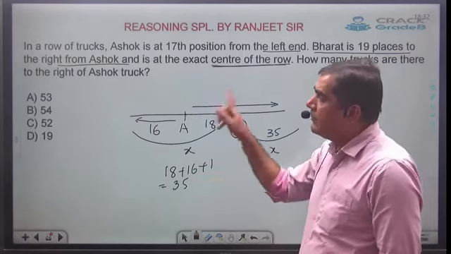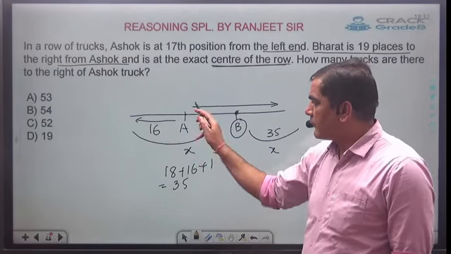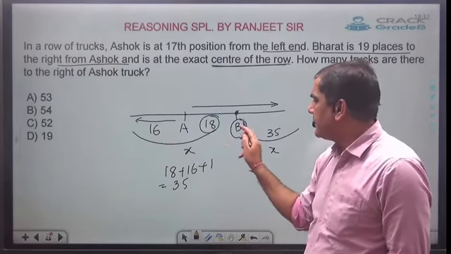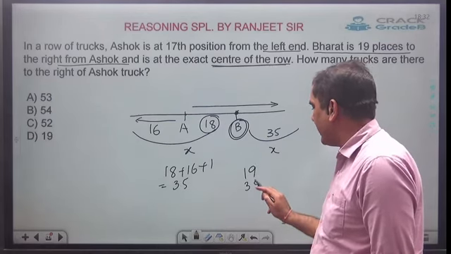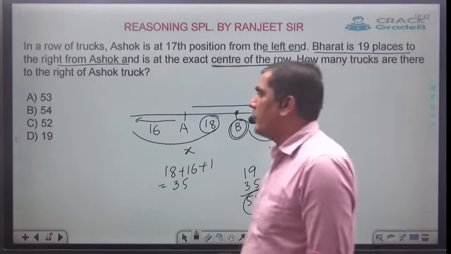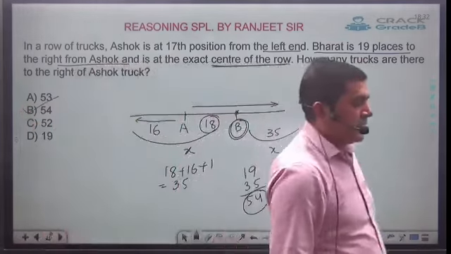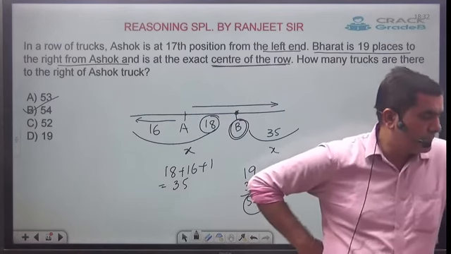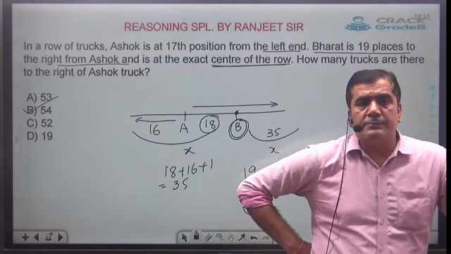Now they are asking how many trucks are to the right of Ashok's truck. So to the right of Ashok, simply have to count from here. This is 18 plus 1 is 19, and 19 plus 35 comes out to be how much? 54. Means there are 54 trucks to the right of Ashok. Clear? Anyone, any problem?